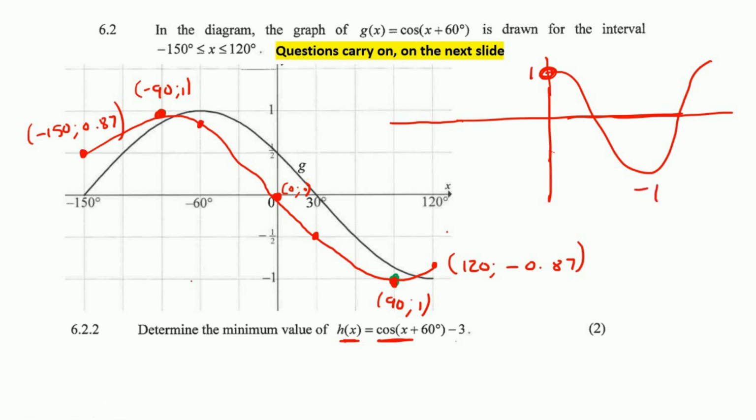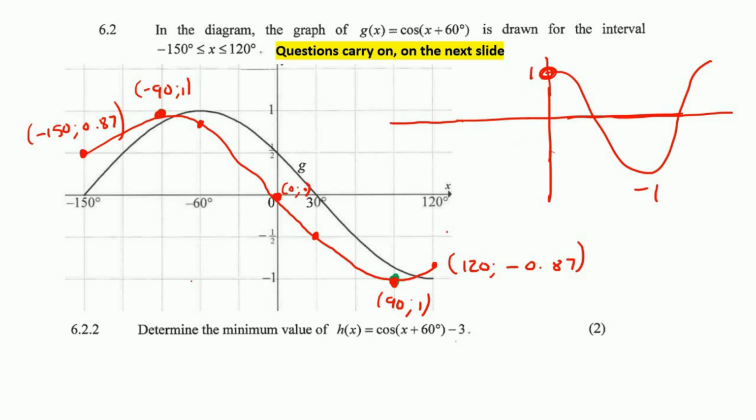Great. What does this do to a graph? Well done if you realized that that just moves the graph 60 degrees to the left. So I'm not even going to do that. You'll see why just now. It's not going to make a difference to the answer. So it would move the graph to the left.